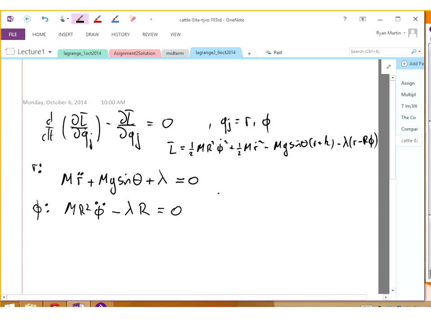So I have two equations and three unknowns.